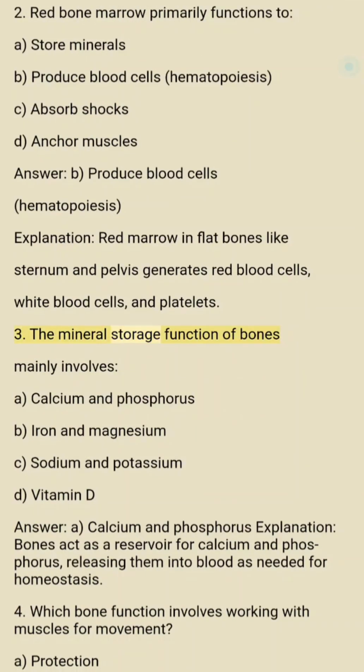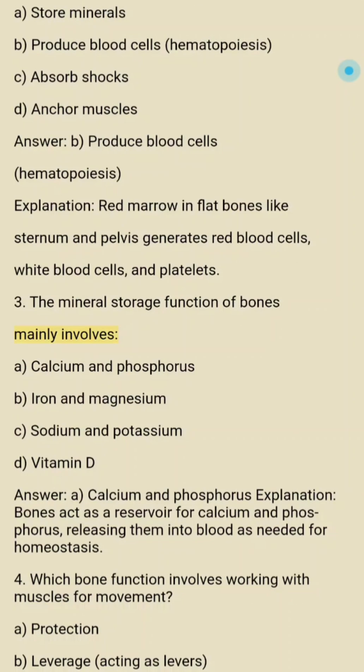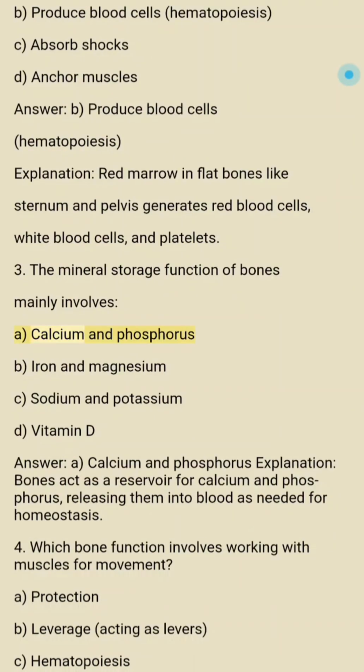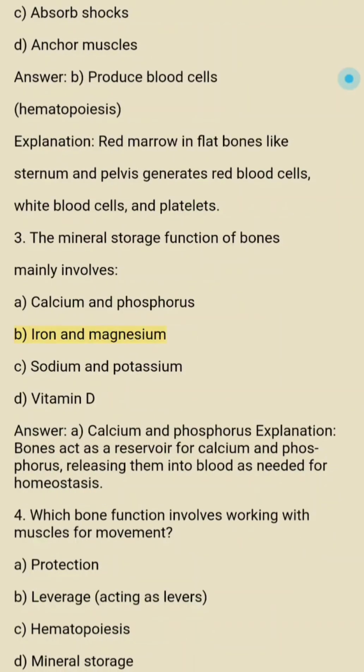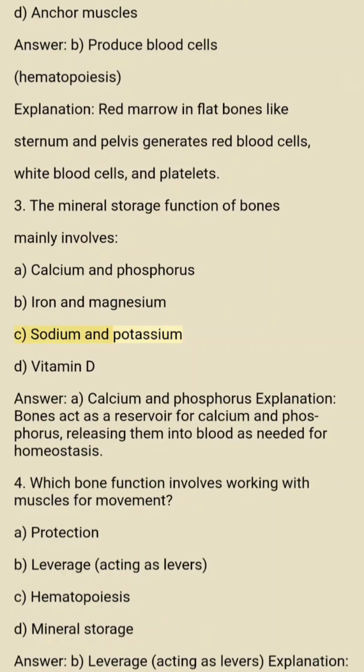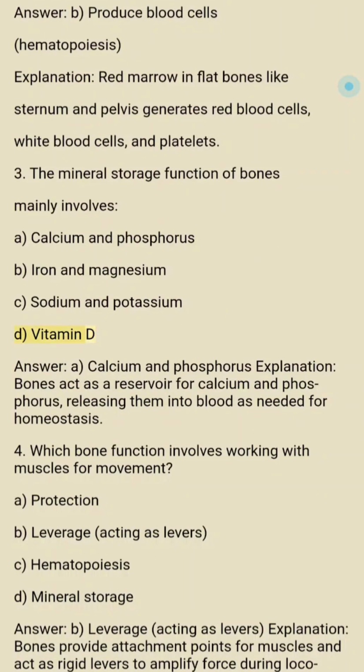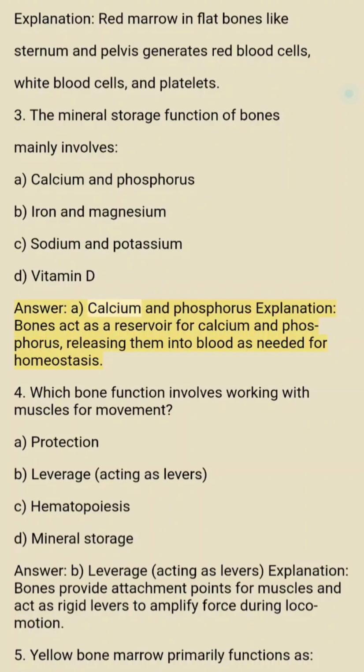3. The mineral storage function of bones mainly involves A. Calcium and phosphorus. B. Iron and magnesium. C. Sodium and potassium. D. Vitamin D. Answer. A. Calcium and phosphorus. Explanation. Bones act as a reservoir for calcium and phosphorus, releasing them into blood as needed for homeostasis.